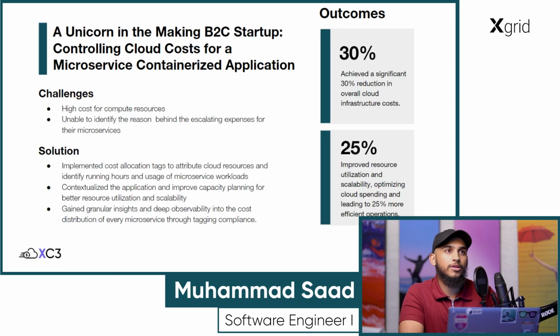Another story from our portfolio is of a B2C startup, a unicorn in the making. They were facing challenges with controlling their cloud spend. They were mainly struggling with identifying the reason and microservice behind the compute cost. They did not have any proper tagging policy in place, which is why they were not getting alerted about the exponential growth of the cost of their infrastructure. We helped them in identifying running hours and usage of their microservice workloads. We started by implementing a tagging policy and attributing the cloud resources based on cost allocation tags. With that information, the startup was able to make informed business decisions. On top of that, we also helped them in making it a continuous process. We implemented observability along with automated cost reduction methodologies. They ultimately ended up saving 30% of their overall cloud infrastructure bill.